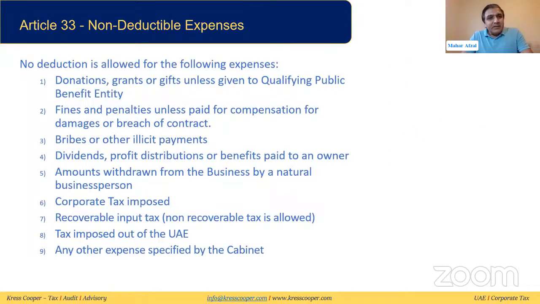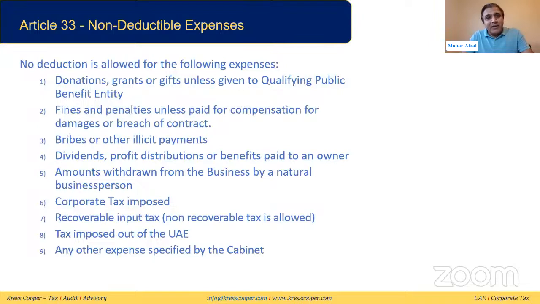Non-deductible expenses, this is Article 33 of the law. This is a complete list of non-deductible expenses. Donations, grants, and gifts you cannot claim unless given to a qualifying public benefit entity. We have already discussed this qualifying public benefit entity. There are certain conditions. These are the exempt persons working for a non-profit objective, but there are certain conditions related to this as well. If any donation, grant, or gift has been given to a qualifying public benefit entity, then you can claim. Otherwise, you cannot claim.